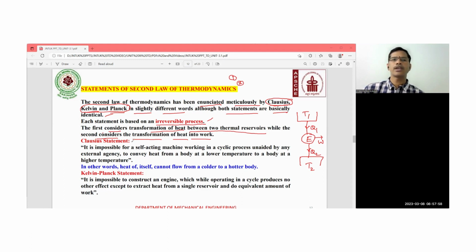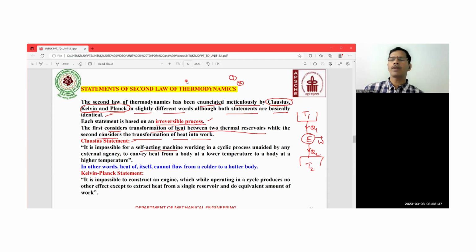So what is the Clausius statement? The Clausius statement is that it is impossible to construct a device, or a self-acting machine, working in a cycle. So this is the cycle. A self-acting machine working in a cyclic process, unaided by an external agency, cannot convey heat from a body at a lower temperature to a body at a higher temperature.